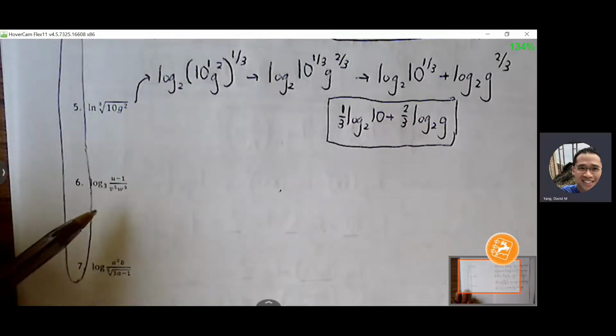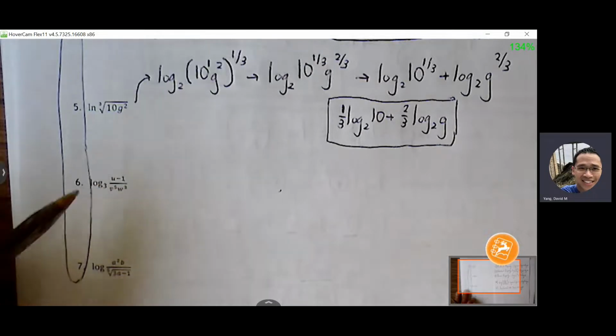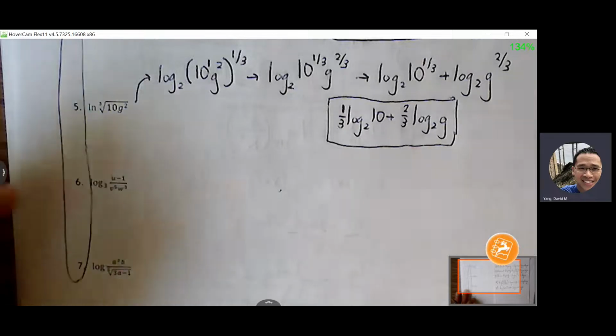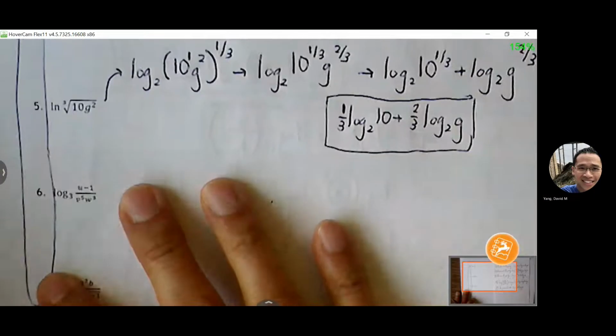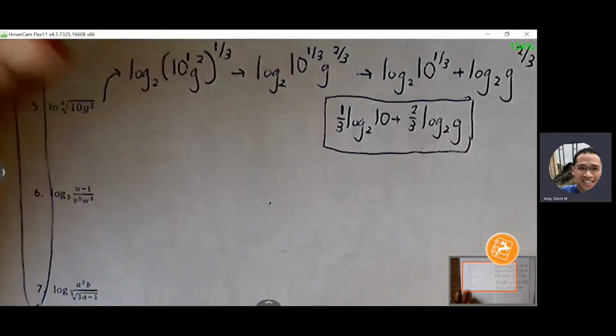Okay, number 6. Now the u minus 1, we can't do anything. I mean, we can't separate them. So u minus 1 is just going to be one thing because we can't separate anything that's addition or subtraction, but we can separate the v to the 5th from the w to the 3rd. So numerator is part of positive logs. Denominator will be part of negative logs.